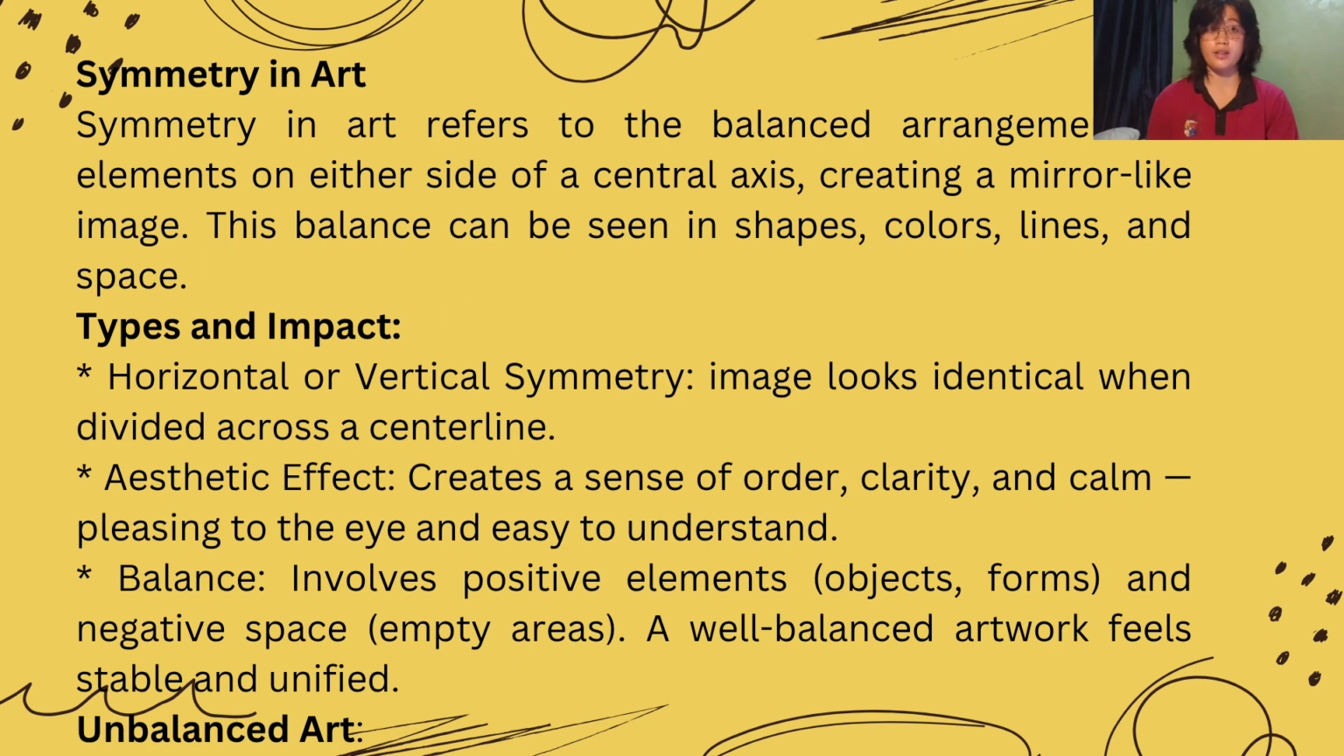Let's talk about symmetry in art. Symmetry in art refers to the balanced arrangement of elements on either side of a central axis, creating a mirror-like image. This balance can be seen in shape, colors, lines, and space. The next topic is the type and impact.